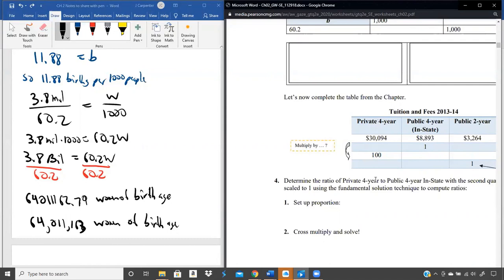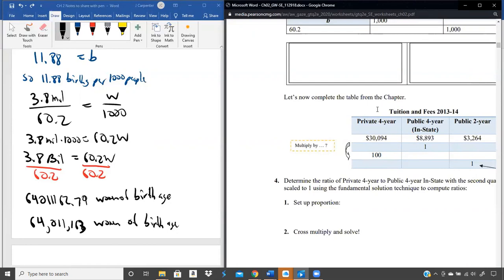All of these numbers in the first column should be the biggest, all the numbers in the middle should be in the middle, and all the numbers on the right should be the smallest. Now, that's just based on how I set this up, or how they set it up. If you swap all the public and private 4-year numbers, then the biggest ones would be on the right, smallest on the left.